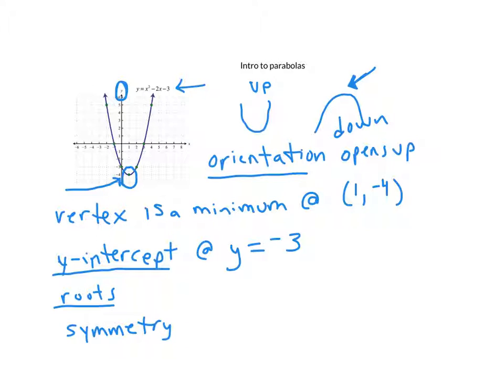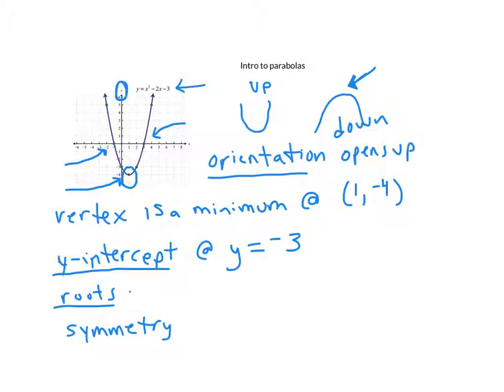Roots are where the graph crosses the x-axis. So you'll see that this happens in 2 places on this parabola. For parabolas, it can happen in one spot. It can happen not at all. There are parabolas that never touch the y or the x-axis. And then there's this other last case where you can have 2 roots.